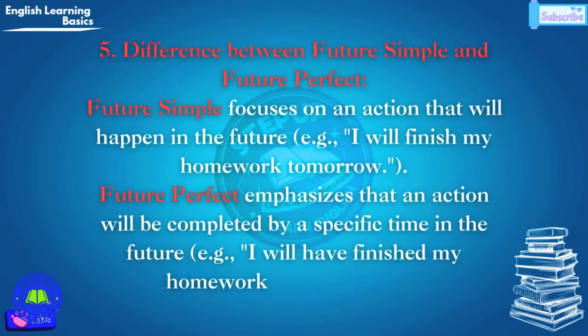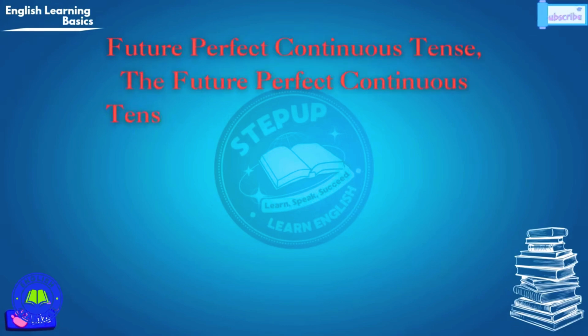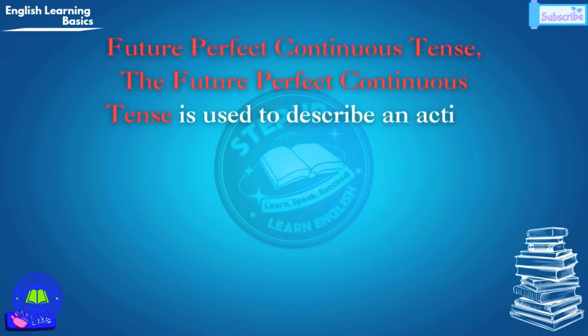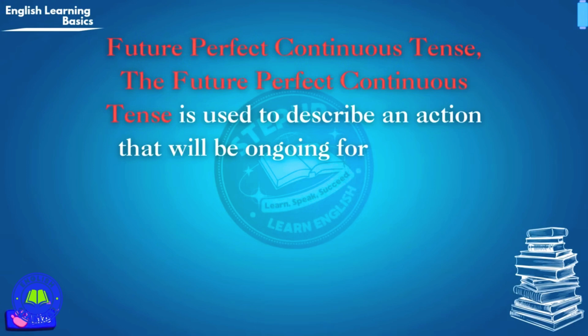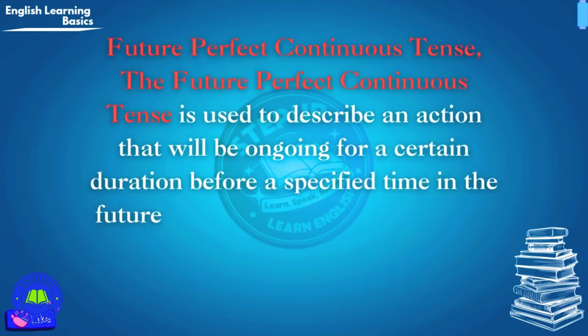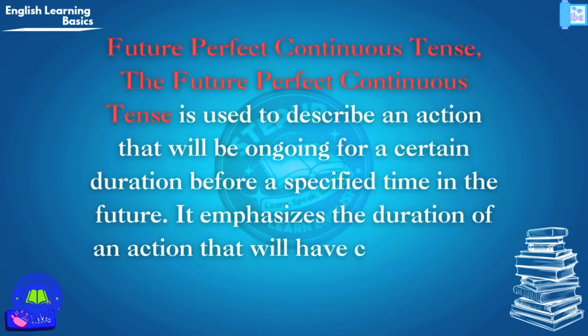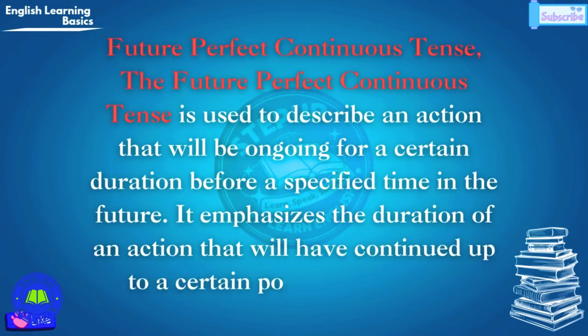Future perfect continuous tense. The future perfect continuous tense is used to describe an action that will be ongoing for a certain duration before a specified time in the future. It emphasizes the duration of an action that will have continued up to a certain point in the future.